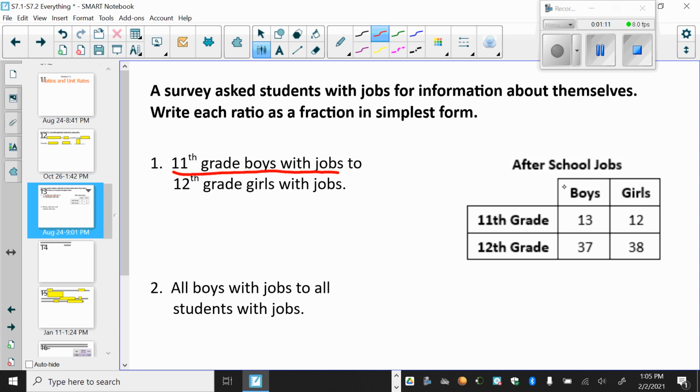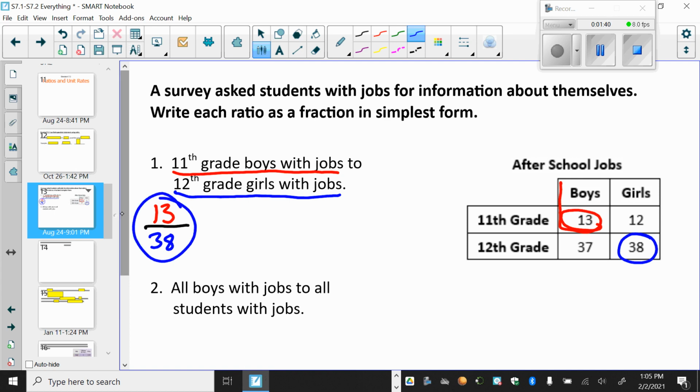Let's see, boys, 11th grade right here. I'm going to write that as our first number, 13. Then I'm going to go for the other one, number 2, 12th grade girls with jobs. Girls, 12th grade, 38. I'm then going to see if those can be reduced. 13 times 3 would be 39, so it doesn't work. That's as small as it's going to get. 13 over 38 is the smallest it's going to get. That is our ratio, 13 to 38. So that tells us about 11th grade boys and 12th grade girls.